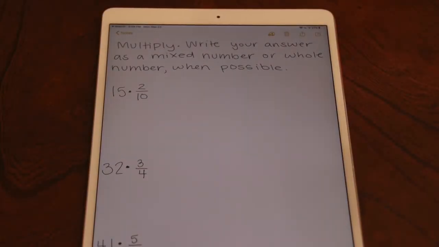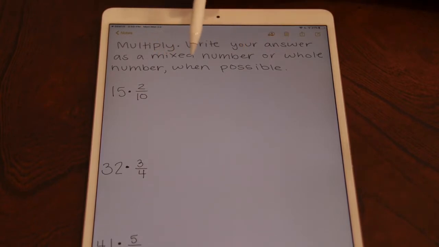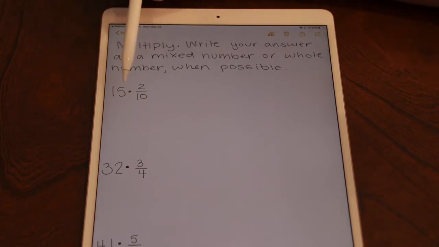Okay, boys and girls, now we're working on multiplying again, but this time it's not asking you to draw a model. It says multiply. Write your answer as a mixed number or whole number when possible. Okay, so I want you guys to look at this.